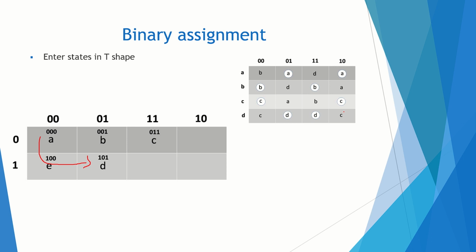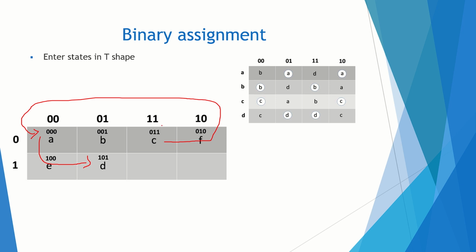Then C, C to C, C to A. See here, C to A is not adjacent, so we have to make an adjustment here. This is an intermediate transition, like this, to go like this. So we have to make a new state F here with 0 1 0, and the transition should happen through F.